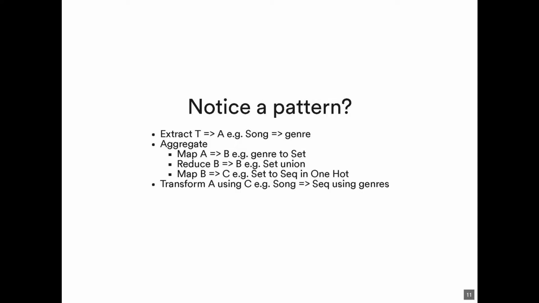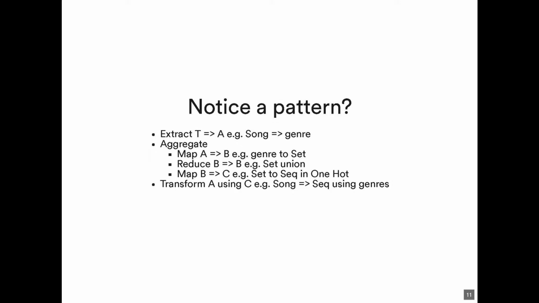Cool. So, are you seeing a pattern? What's been happening in each step is roughly, you extract the feature you're interested in from your records. For instance, in one-hot, you've pulled out the genre from the song. Then you've done some kind of global aggregation.